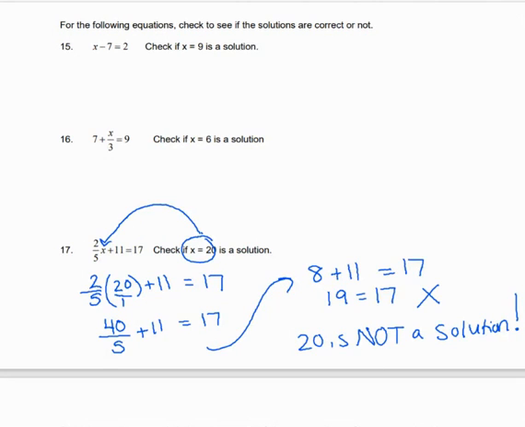If we get, yay, 17 equals 17, then 20 would have been a solution. Okay? So remember, that's what you're doing for those problems, is seeing if you get true or false statements. I genuinely thought that you thought that 8 plus 11 was 17 for a second. All right, so just take your time with those.